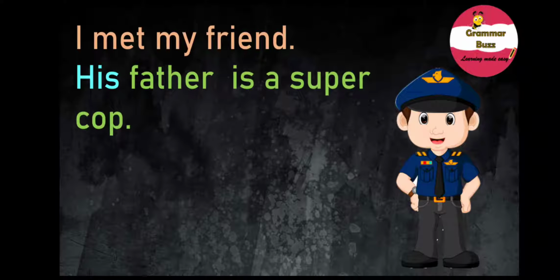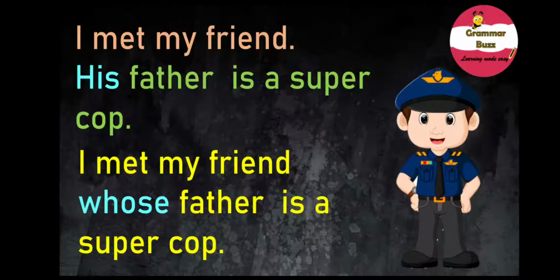Now have a look at the new sentence. I met my friend whose father is a super cop. Here whose is the relative pronoun that refers back to the noun friend. So whose refers to the noun friend in the sentence that comes just before it. And the relative pronoun whose also replaces the possessive adjective his in the sentence, and at the same time it is also joining the two sentences together.